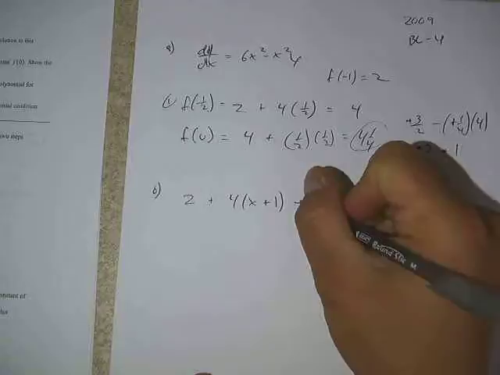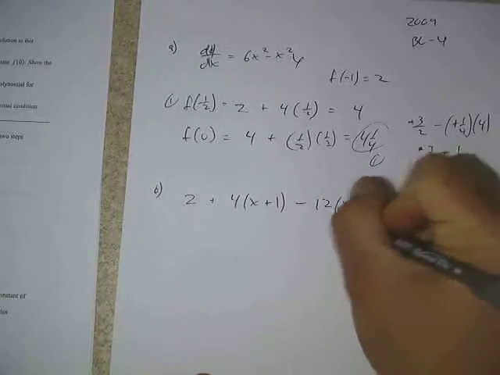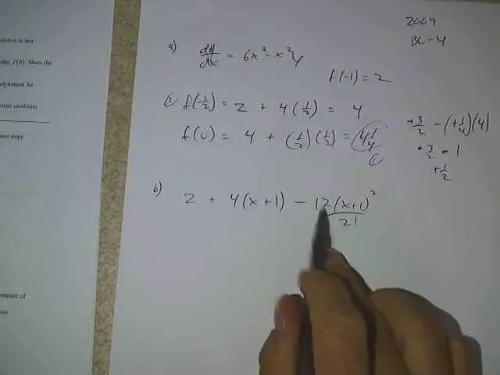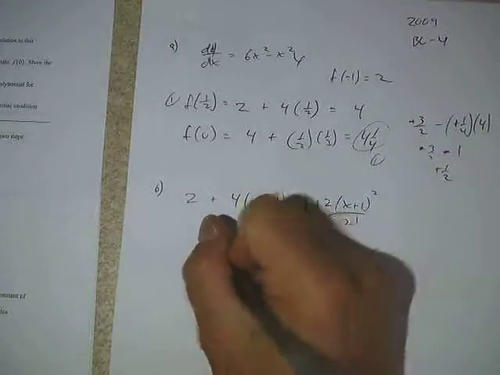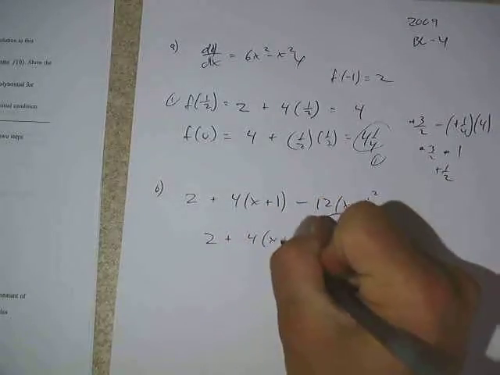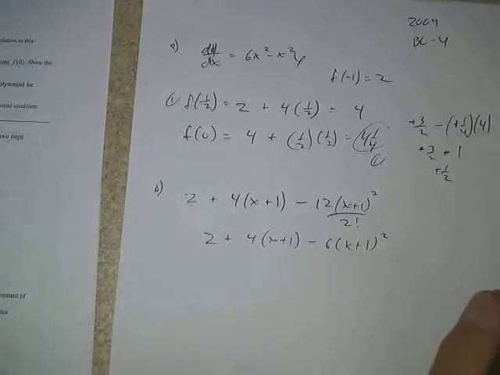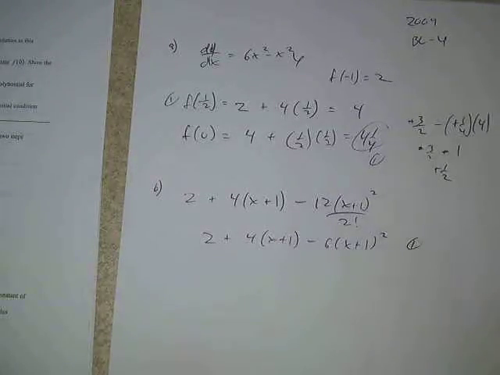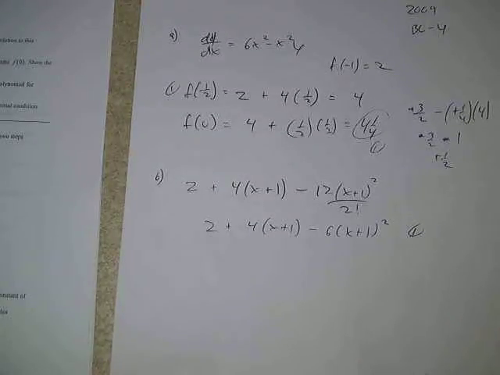And then the quadratic part: if we figure out the second derivative, we know the second derivative is -12. So we add -12 times x plus 1 squared over 2 factorial, which ultimately, 12 over 2 factorial reduces to 6. So we have 2 plus 4 times x plus 1, minus 6 times x plus 1 all squared. That would be our Taylor polynomial, worth 1 point.